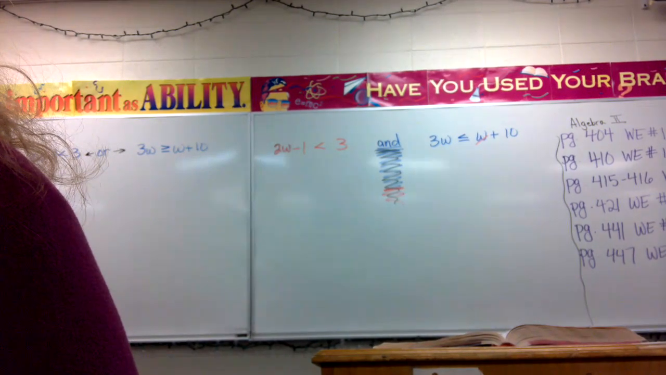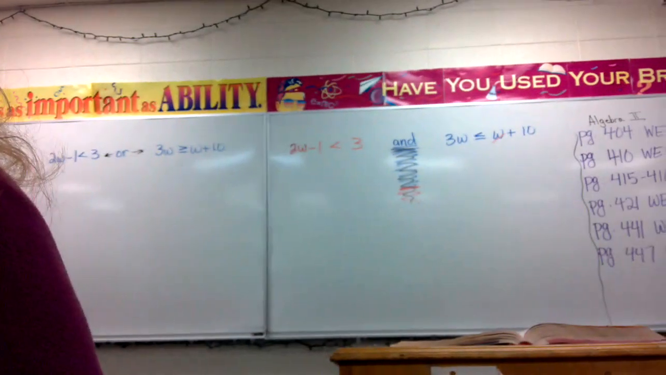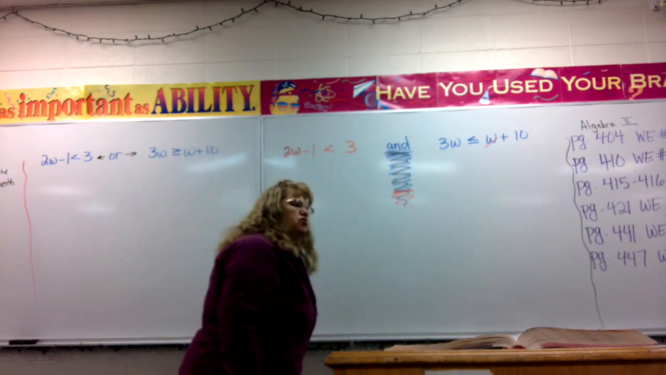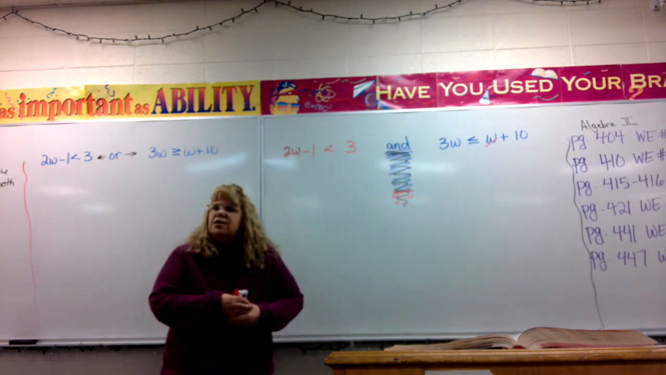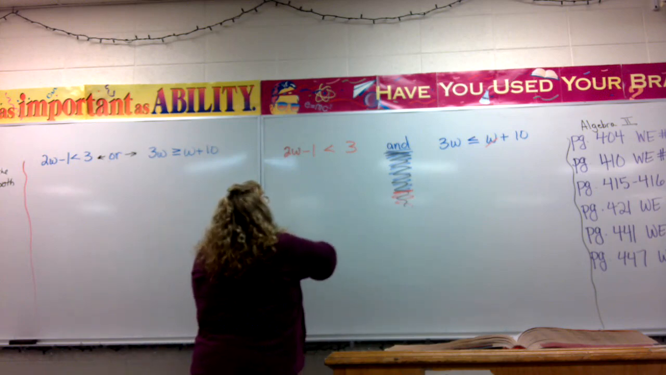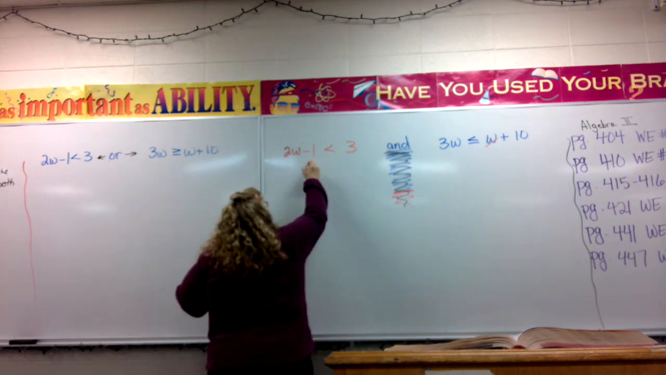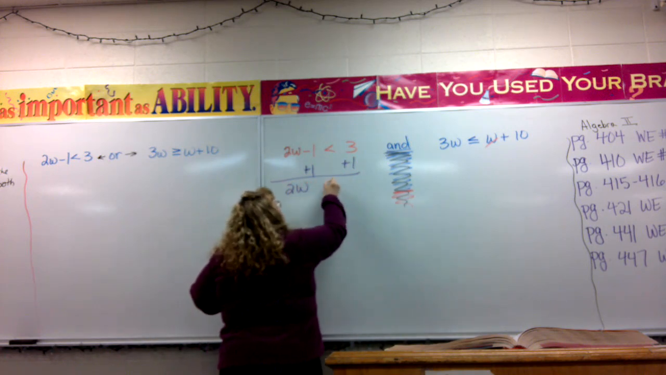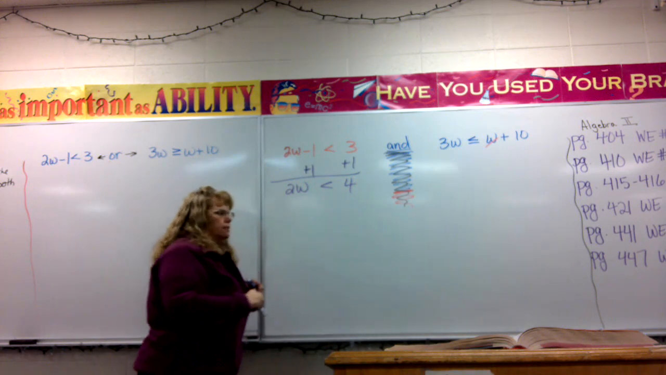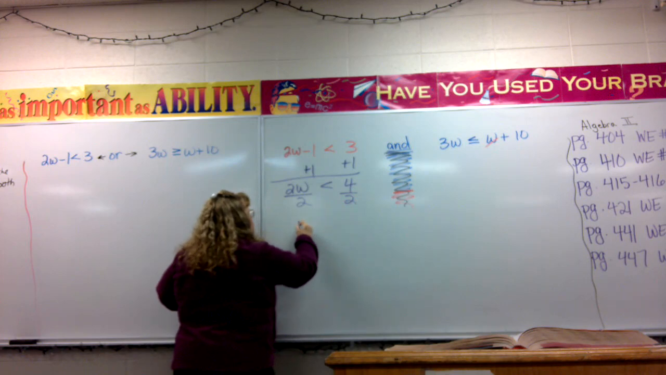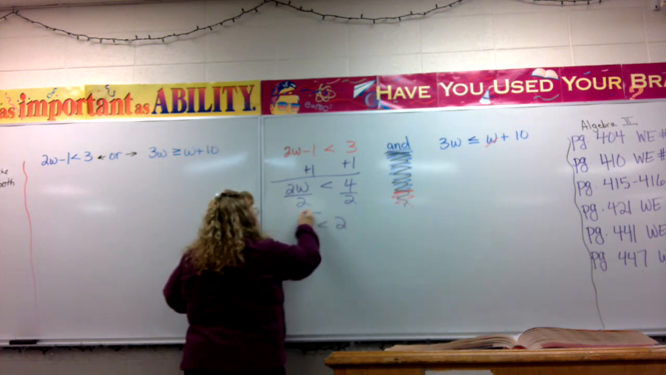Okay, so I'm all mixed up. Here, this one. Okay. So right here, yesterday we did this. Are you watching? Yesterday we took this one and we solved it first. So you get 2w and you get a 4. And then divide by 2, divide by 2. So w is less than 2, right?